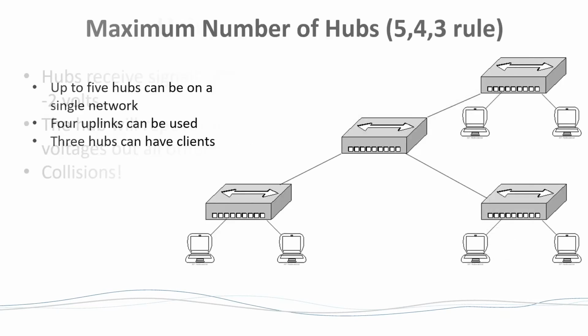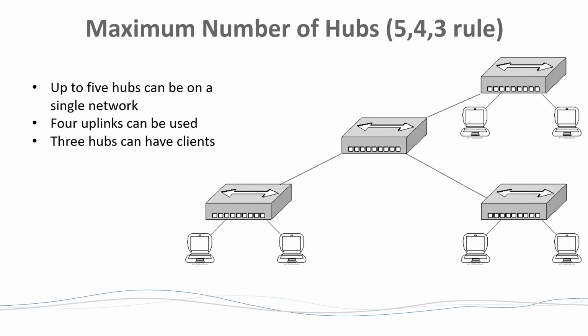So this is the 5-4-3 rule for hubs. My rule for hubs is 0, 0, 0. So use 0 hubs here, 0 total hubs, 0, 0. And the reason I say that, I'm not just trying to be silly, is hubs are not very expensive, but switches are not very expensive now either. There used to be a time when a hub was way cheaper than a switch.